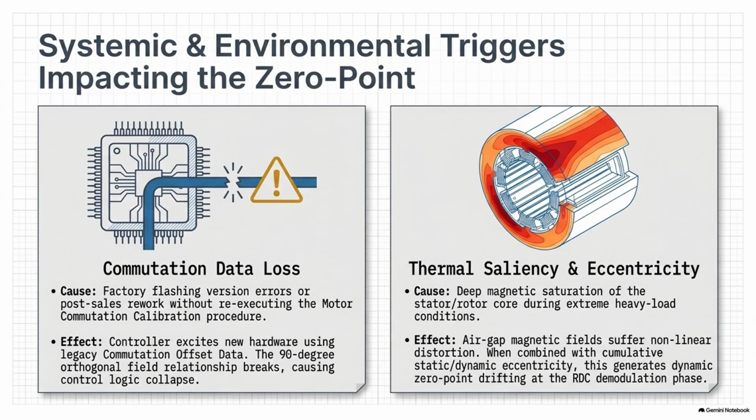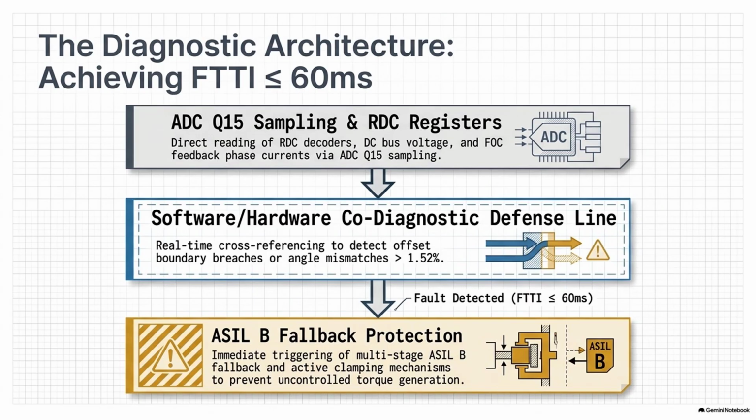Yeah. Because the overarching mandate here is ASIL D functional safety, and the source document draws a very hard line in the sand: a fault-tolerant time interval, or FTTI, of under 60 milliseconds. That 60 milliseconds is the magic number. It is the absolute maximum time allowed from the moment the magnetic field slips to the moment the car safely intervenes. Wow. Less than a tenth of a second.